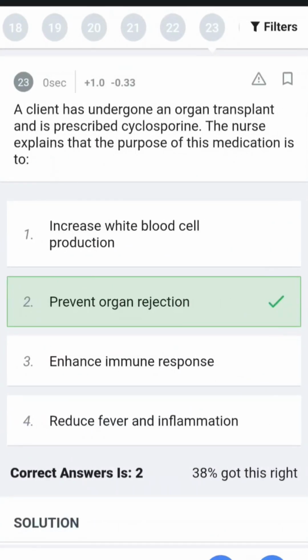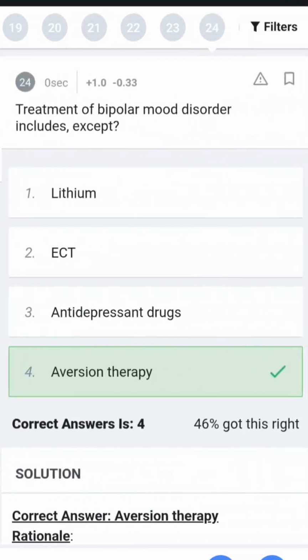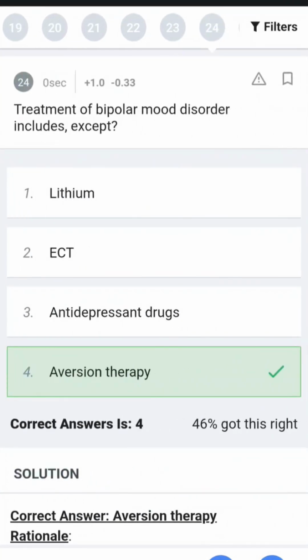Question number 23. A client has undergone an organ transplant and is prescribed cyclosporine. The nurse explained that the purpose of this medication is to. Correct option is prevent organ rejection. Question number 24. Treatment of bipolar mood disorder include except. Correct answer is aversion therapy.